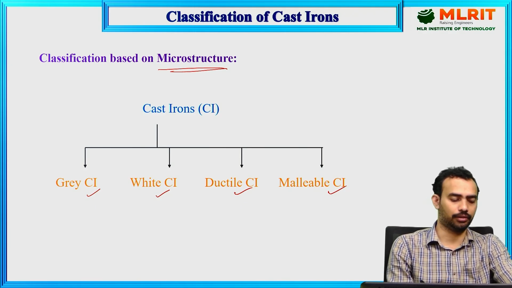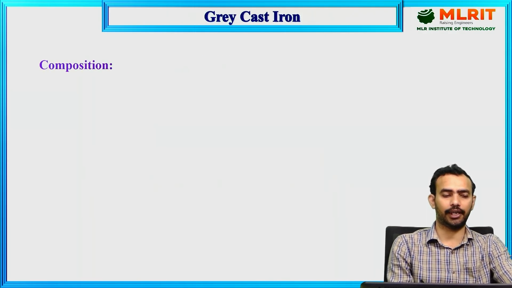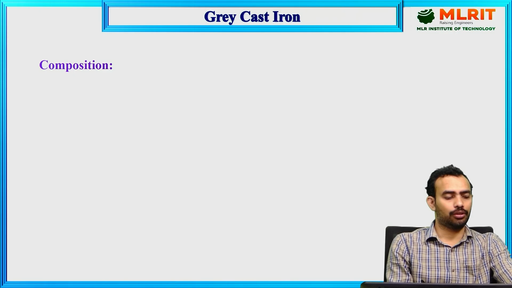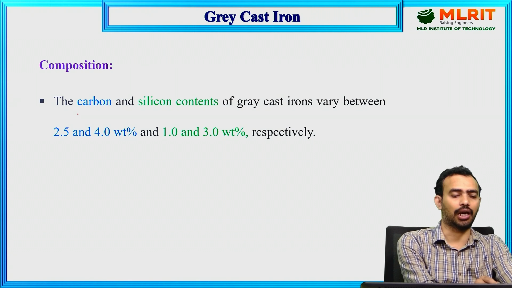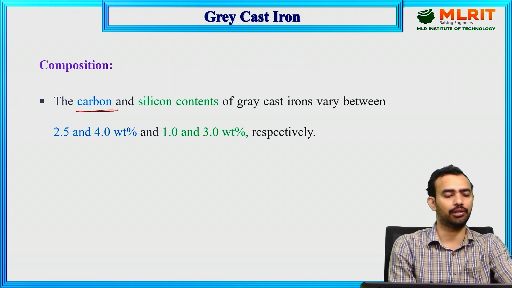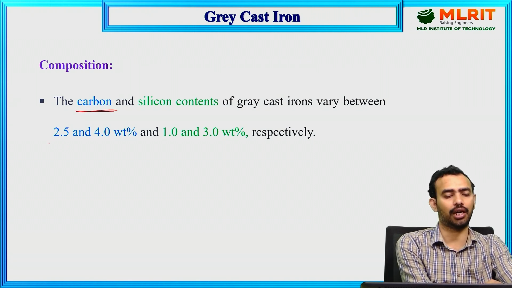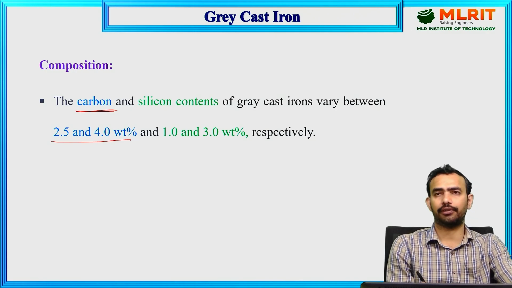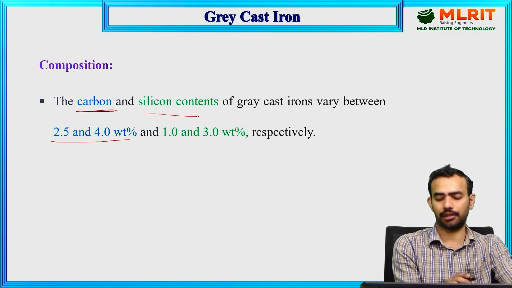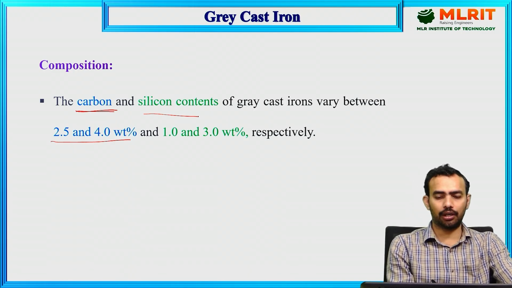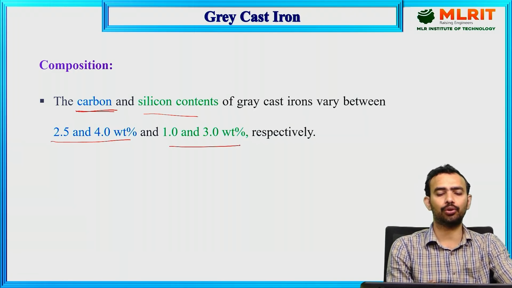And we start discussing gray cast iron. First we will look at its composition. This gray cast iron consists of carbon. All the cast irons will have carbon, which in this gray cast iron ranges from 2.5 to 4 weight percentage. In addition to that, there is another alloying element, that is silicon. Silicon is varied between 1 to 3 percent.